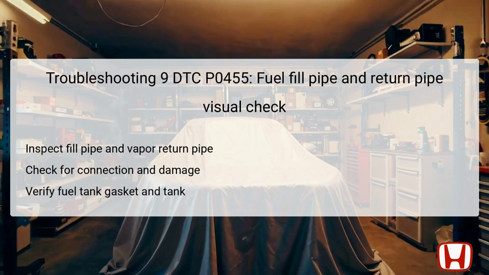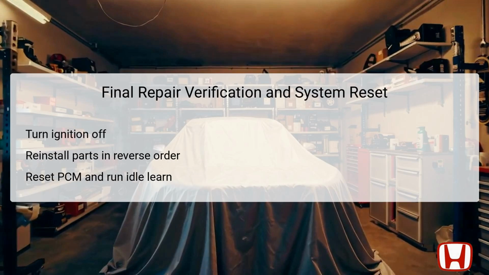Once the parts have been repaired or replaced, a final system verification is performed to confirm the leak has been eliminated. After repairing the identified issues, the vehicle system needs to be reset to clear codes and learn its idle parameters again. Turning the ignition off, reinstalling all removed parts properly, and then turning it back on ensures that the system can perform its diagnostic functions correctly.